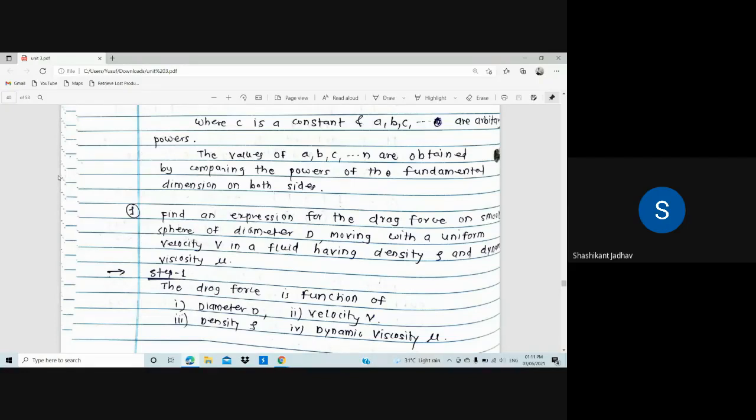Okay, so now we have to solve one derivation, one problem related to this. Write down the first problem. All of you write down: find an expression. We have to derive an expression by using this method. Write down first.